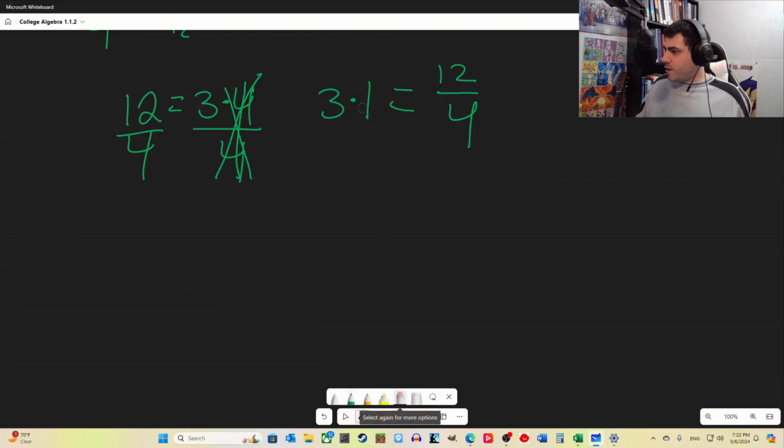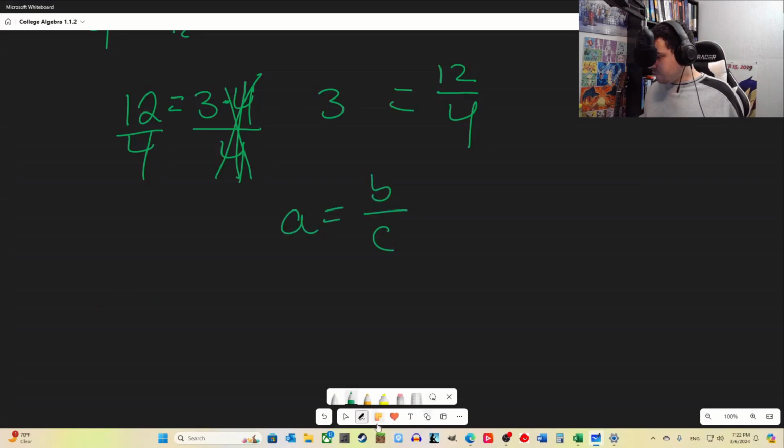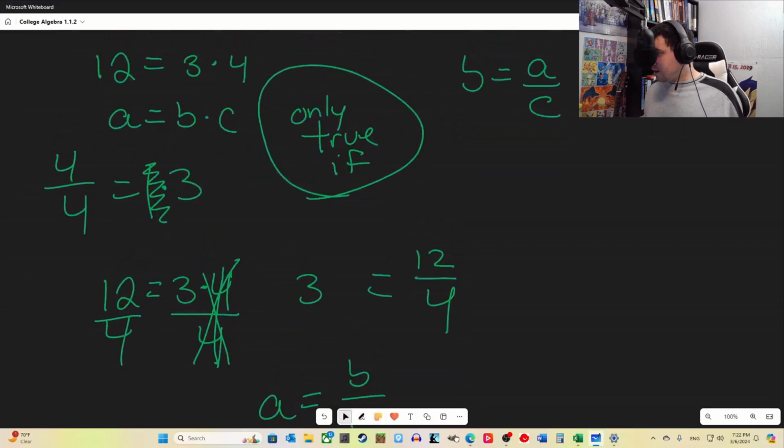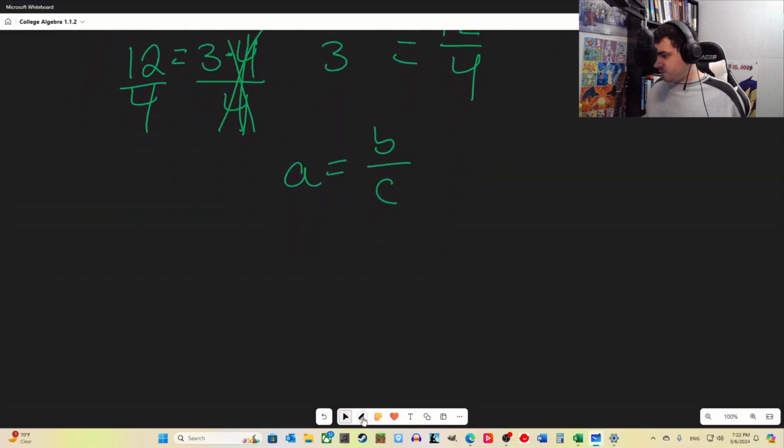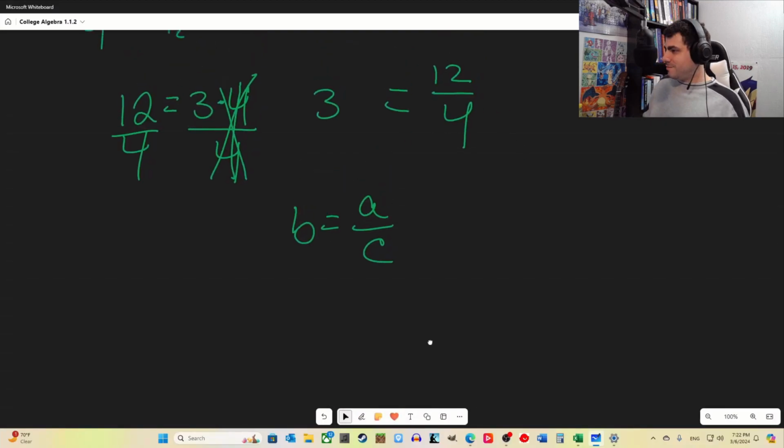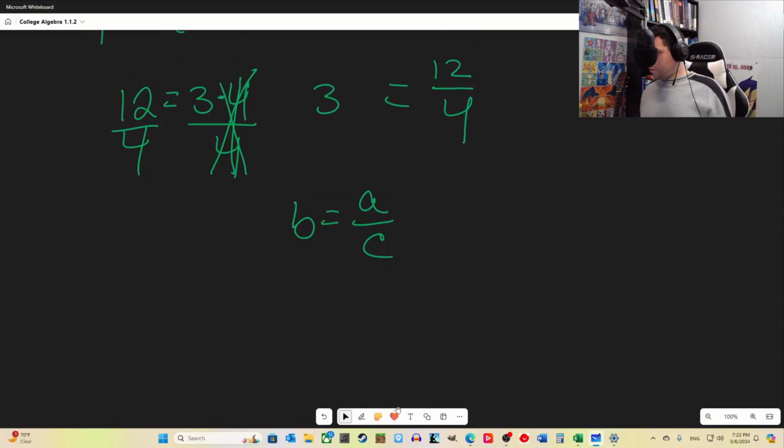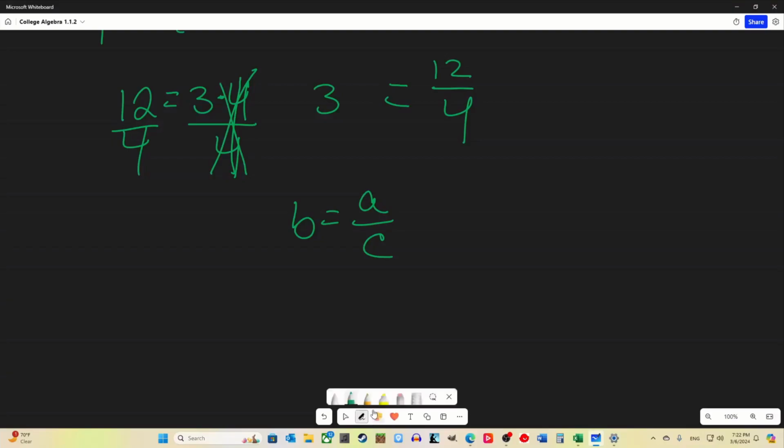So I'm going to erase this times 1, just for the simplicity of remembering A equals B divided by C. Is that the form I used? I did B equals A divided by C. Let me erase that. B equals A divided by C. All right, so 3 equals 12 divided by 4. Is that true? Let's find out.